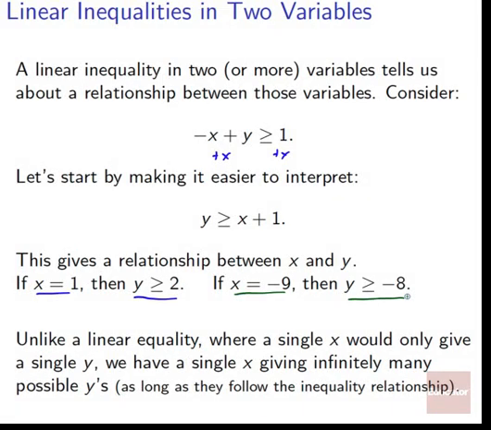It's this relationship of as x shifts, y has to shift in certain ways to accommodate the shifting x. Now, notice, unlike a linear equality, where a single x would give us just a single y, a single x in an inequality gives infinitely many possible y's, right? X equals 1 means y is greater than or equal to 2. So x equals 1 means that y equals 2 is good, y equals 5 is good, y equals 47 is good, y equals a billion is good. We've got this stack of possibilities, as long as they follow that inequality relationship.